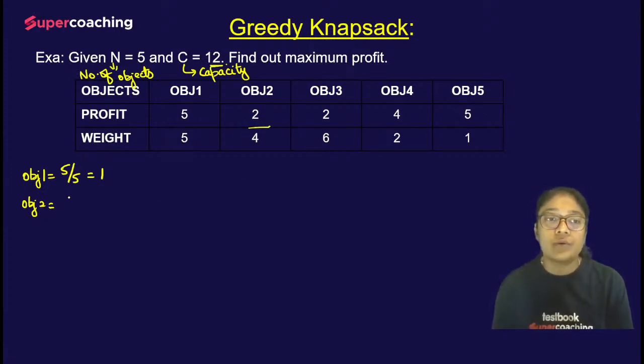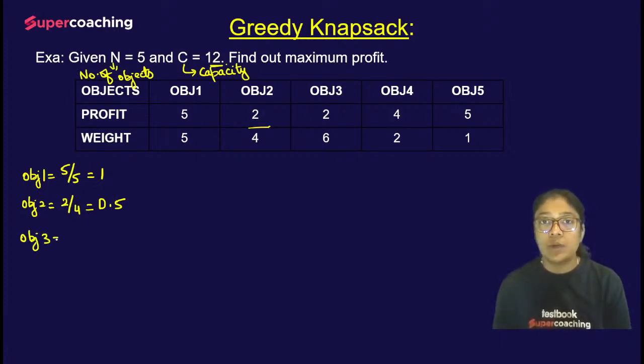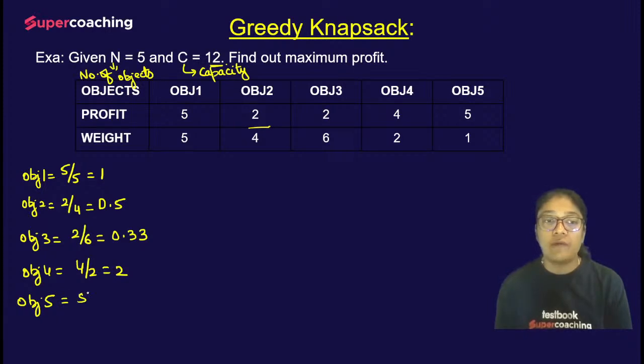I am calculating the profit upon weight ratio: 2 divided by 4 comes out to be 0.5 for object 2. For object 3 this will be 2 divided by 6, that is 1 divided by 3, so it will be 0.33. Then for object 4, profit upon weight ratio is 4 divided by 2, that comes out to be 2. For object 5 it's 5 divided by 1, that comes out to be 5.